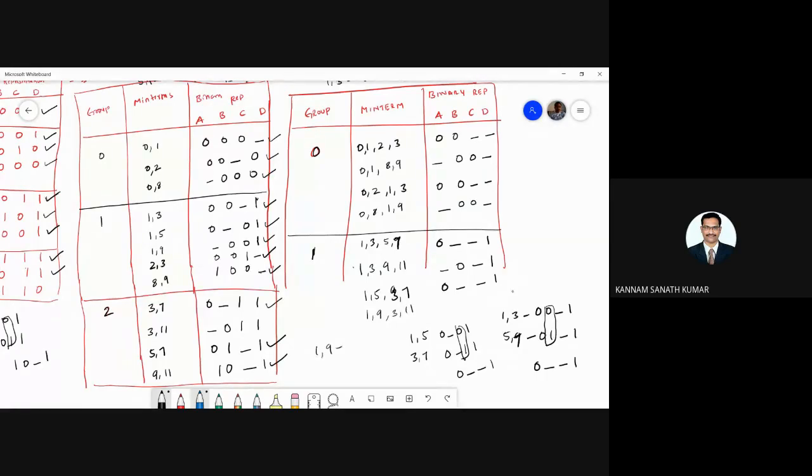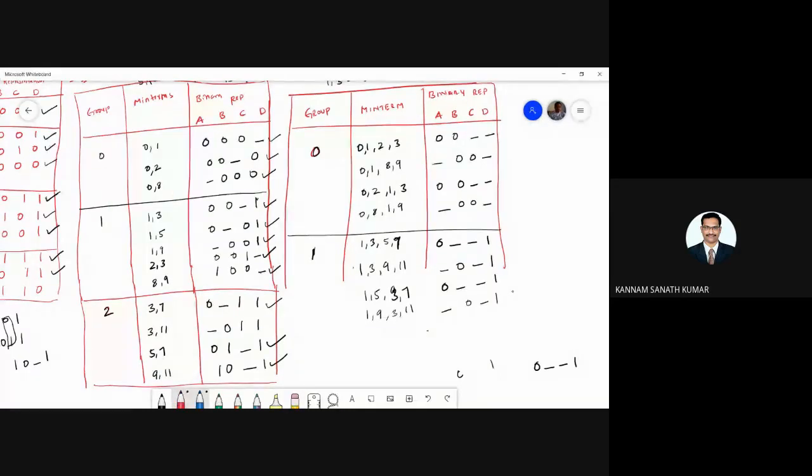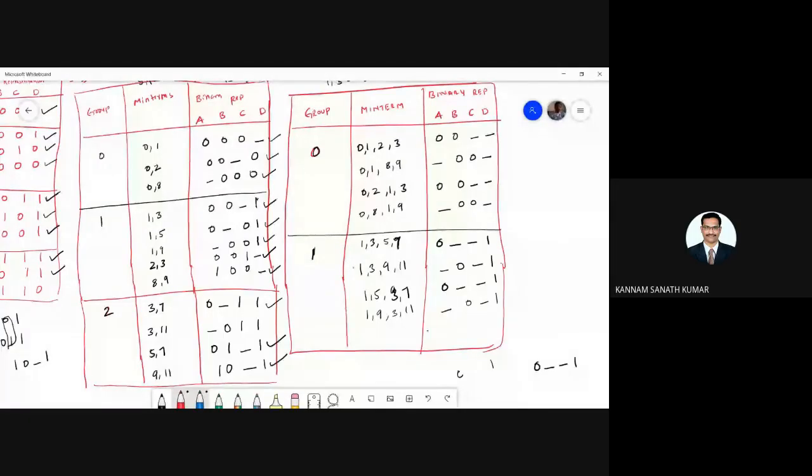And next 1 comma 9 and 3 comma 11. So what is 1 comma 9? 1 comma 9 is dash 0 0 1, and 3 comma 11 is dash 0 1 1. This differs by 1 bit, so dash 0 dash 1. So all are over. Now you got the prime implicants.